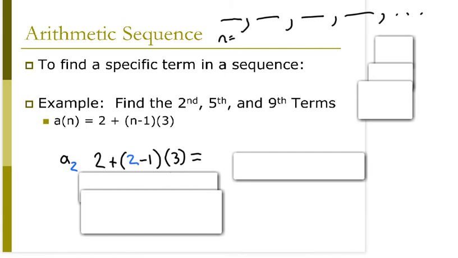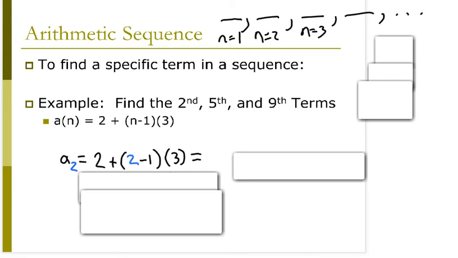So since we have to find the second number, we have to take the first number in the sequence, which appears to be 2, and add it with this expression here, noting that the common difference is 3. If we evaluate it, 2 minus 1 is 1, 1 times 3 is 3, and 3 plus 2 is 5.